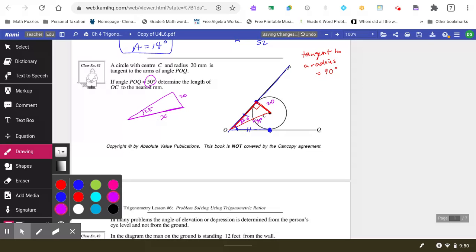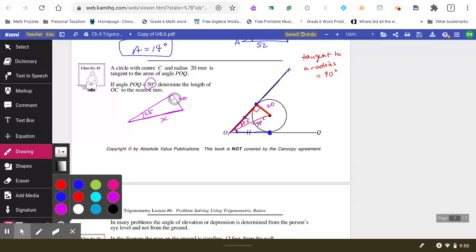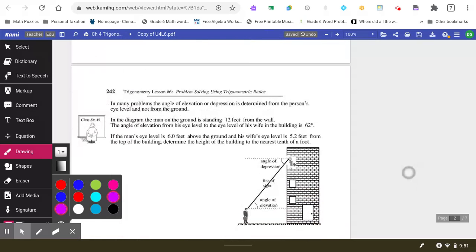Okay. So we have the 90 up here. We have the opposite, and we have the hypotenuse. We're going to use sine. Sine of 25 is equal to the opposite over the hypotenuse. You're going to cross multiply. You'll have to do division there, and you'll get OC to be 47 millimeters to the nearest whole one. All right, so some little rules about circles there you'll have to remember.